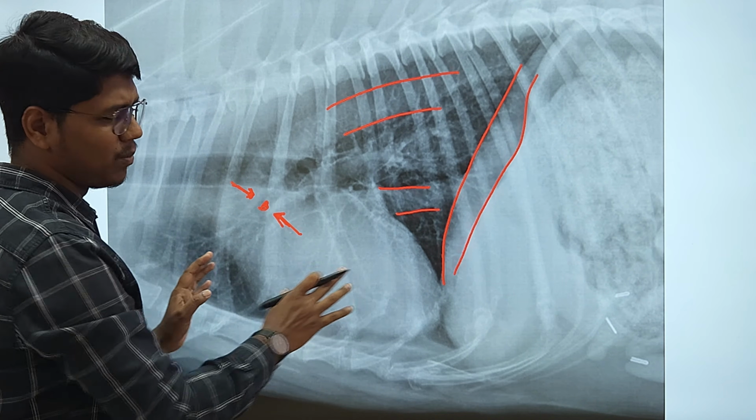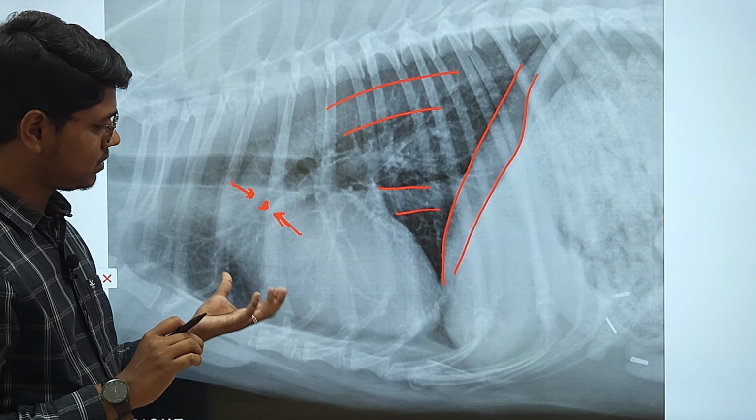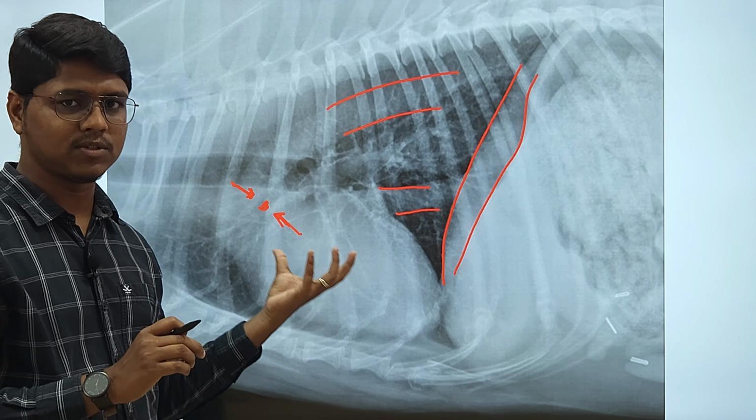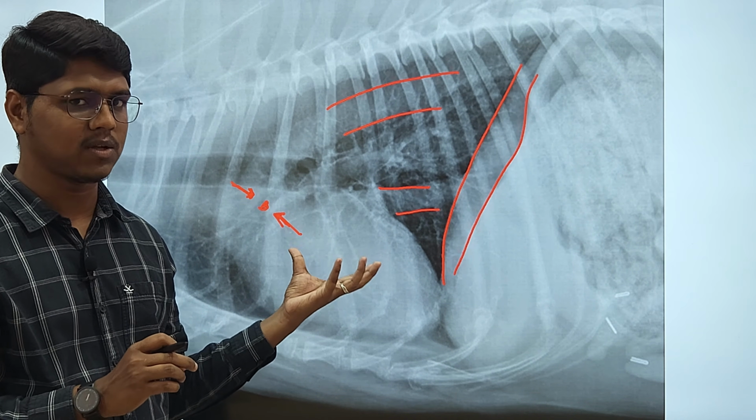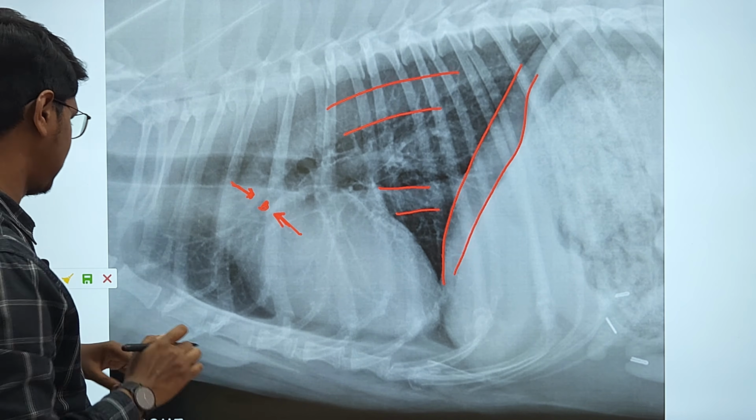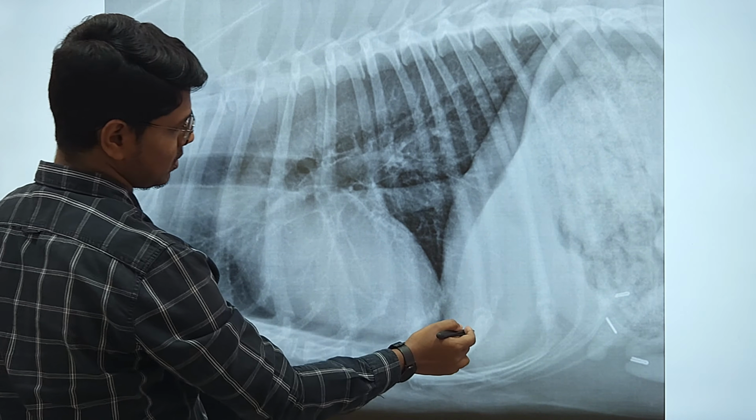You can see mostly the blood vessel networks there. So these networks are normal. These heterogeneous opacities are normal. Sometimes they are misdiagnosed as some pattern, but it is not pathology, it is normal.